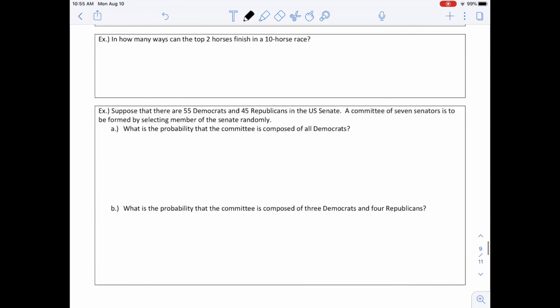So the next one says, in how many ways can the top 2 horses finish a 10-horse race? Dealing with a race, order is important. So this one, order matters, and that means that we're dealing with a permutation. With a permutation, we have a total of how many different horses are in the race. There are 10. And then we're going to be selecting the top 2 horses. So 2 horses.